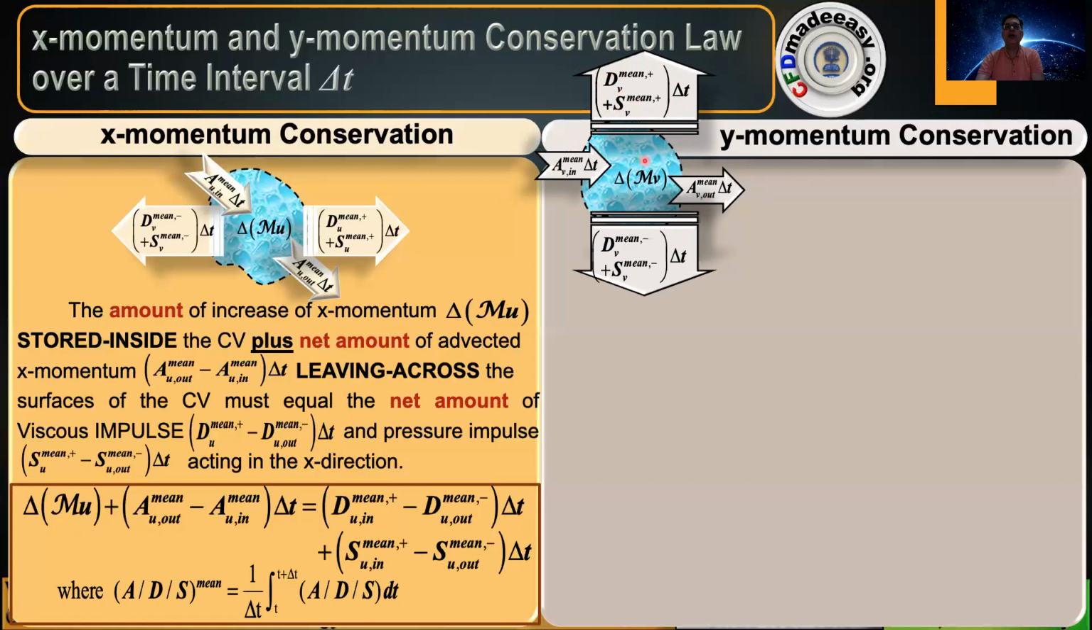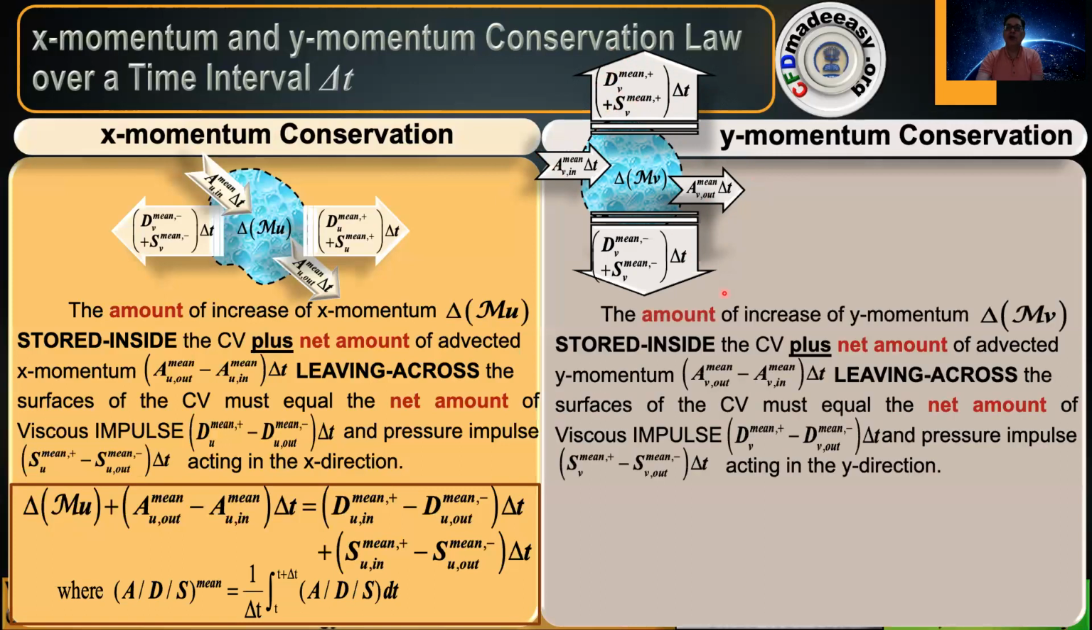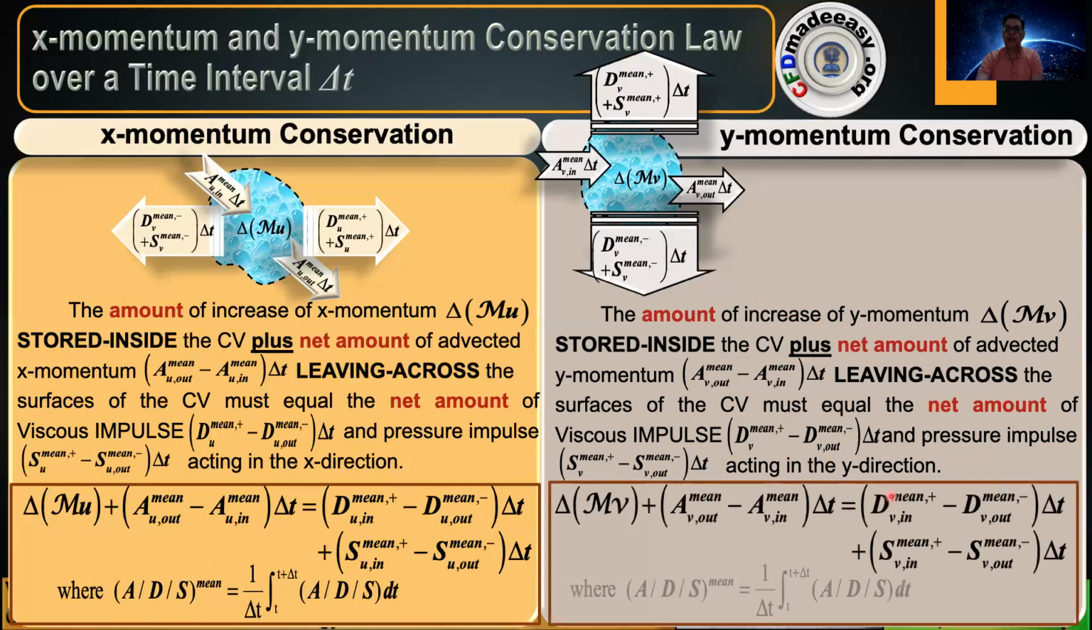This is the change in the Y momentum stored inside the control volume over the time interval delta T. So the amount of increase of Y momentum stored inside the control volume plus the net amount of advected Y momentum leaving across the surface of the control volume must equal the net amount of viscous impulse and pressure impulse acting in the Y direction. This is a mathematical representation of this statement.